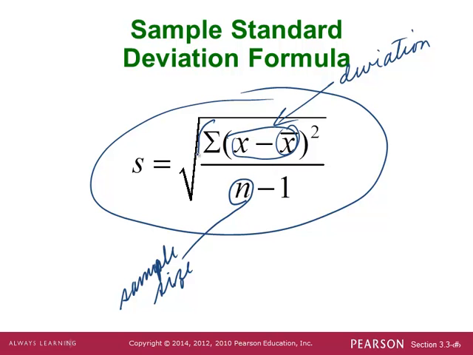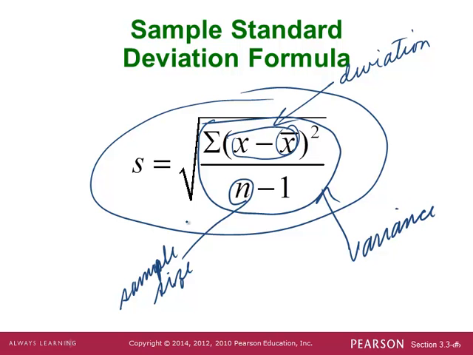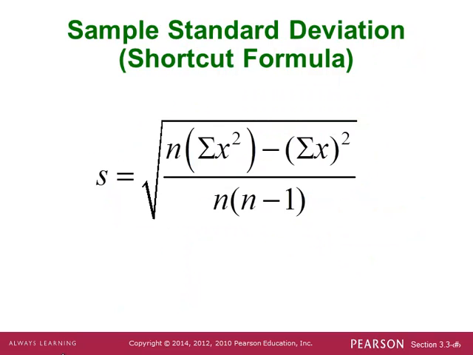Now, if that's all you do, you take the sum of the squares of the deviations, divide by n minus 1, then that would be called the variance. But then you take the square root of the variance to get the standard deviation. Again, try to do as much of this in one single operation on your calculator as you possibly can.